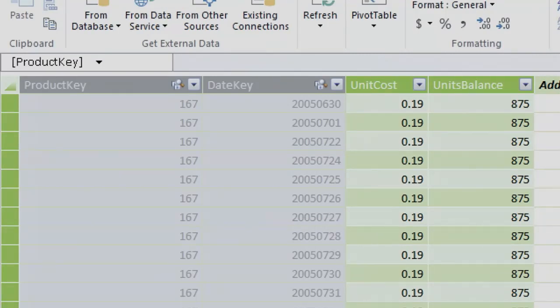This technique makes it very easy to get the quantity, just the quantity. By now we're not talking about the value. We're just looking at the quantity that we have at that particular day in our warehouse. And this is the column units balance.